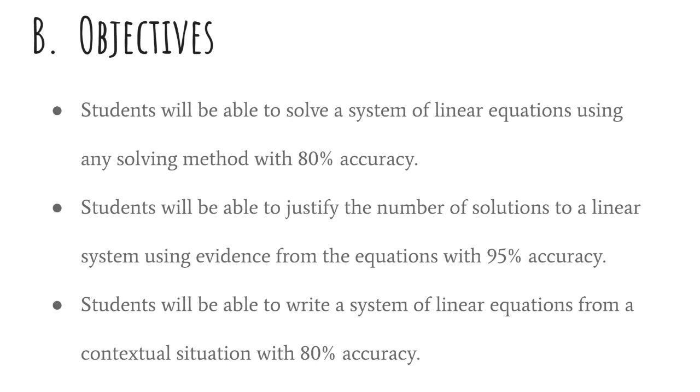This unit will cover three main objectives. The first being students will be able to solve a system of linear equations using any solving method. We're going to talk about three. Students will also be able to justify the number of solutions to a linear system using evidence from the equations. And then finally, students will be able to write a system of linear equations from a contextual situation.